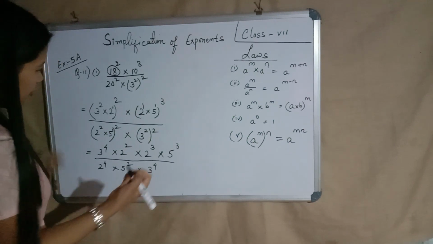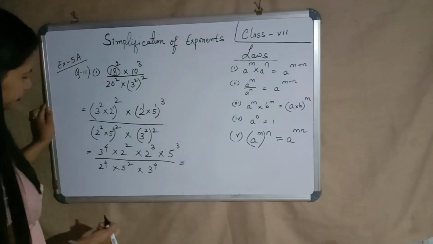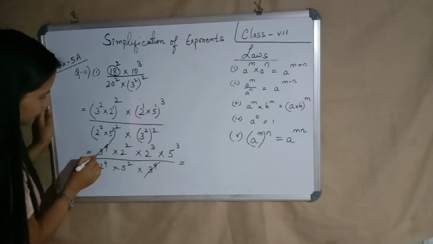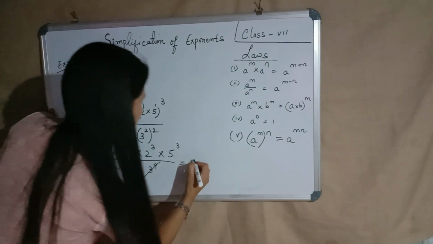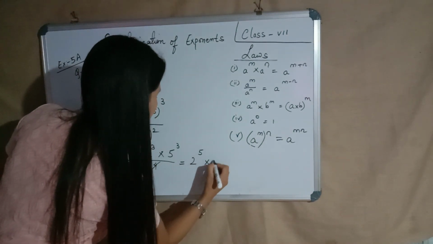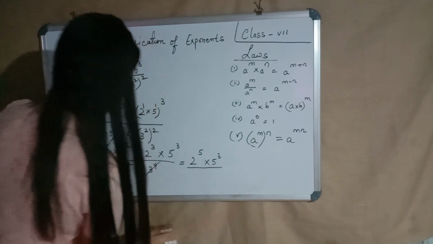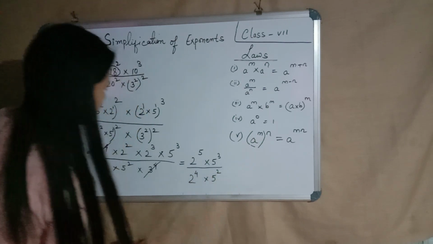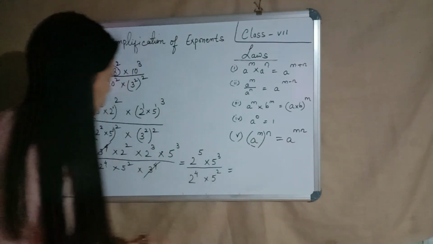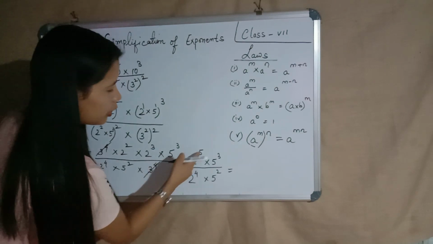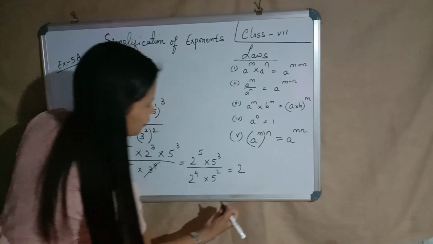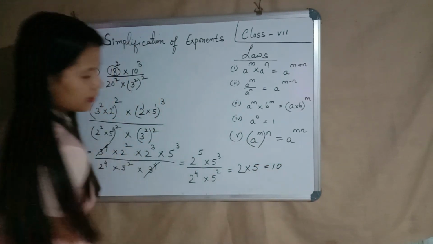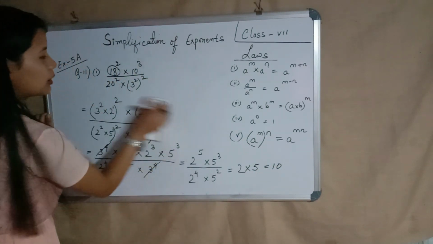Okay? So, I'll write it here. We have 3 raised to the power 4, 3 raised to the power 4. We can cancel it. So, this will be 2 raised to the power 5 into 5 raised to the power 3, okay? Divided by 2 raised to the power 4 into 5 raised to the power 2. So, that is equal to, so here we can use the second law. So this will be 2 into, here also we can use the second law, 5. That is equal to 10. Okay. So I hope this is clear.